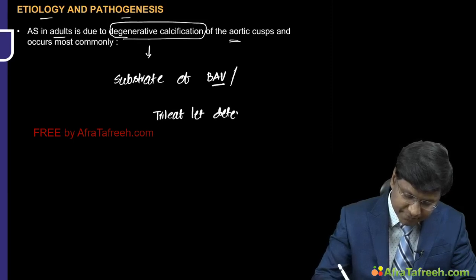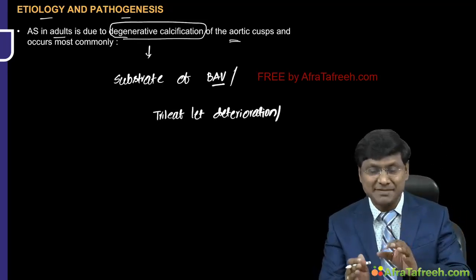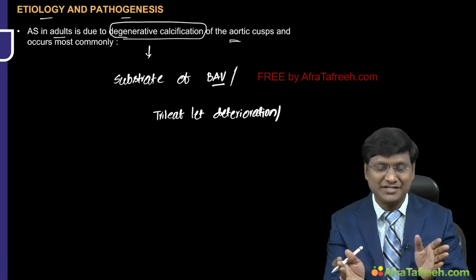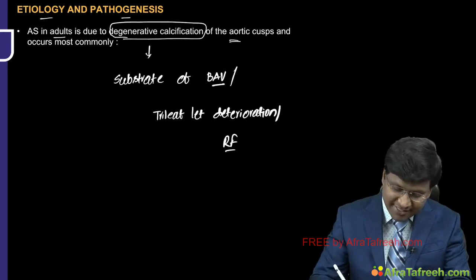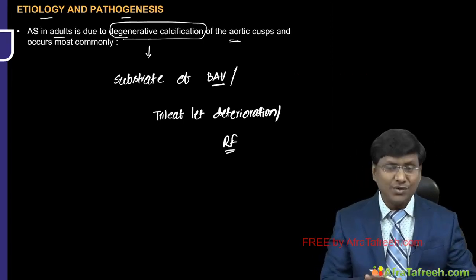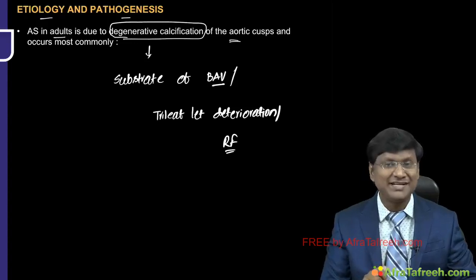deterioration, right? There can be trileaflet deterioration, that is they'll have 3 cusps, but these 3 cusps undergo deterioration causing the stenosis. And another important etiology is rheumatic inflammation. So these are some of the important etiologies that will be causing aortic stenosis.